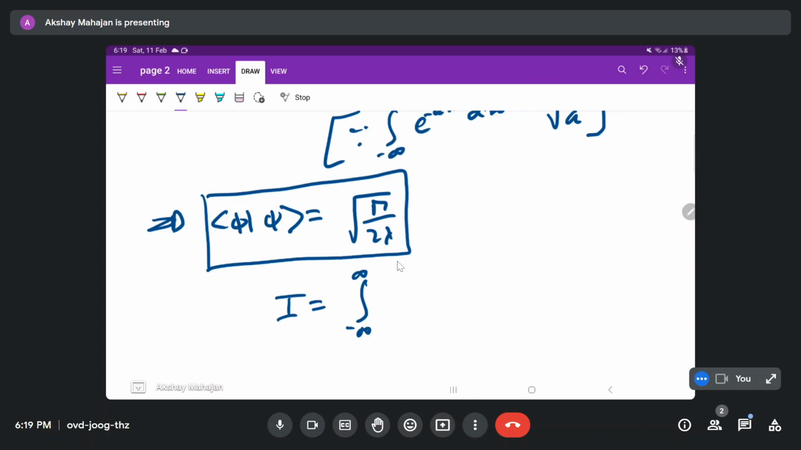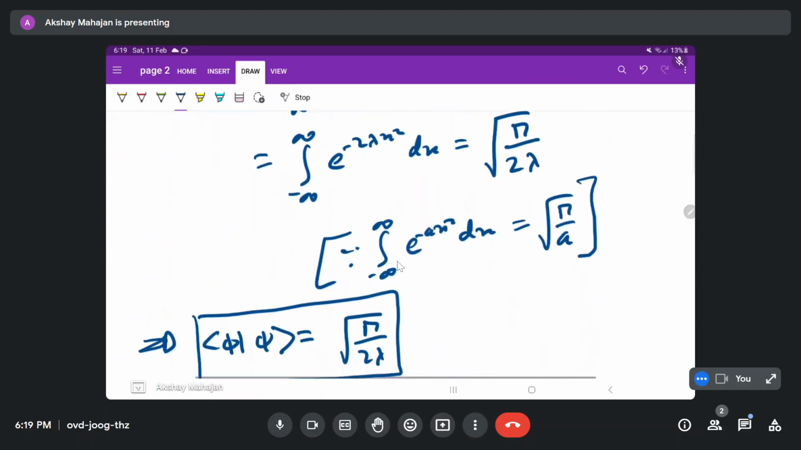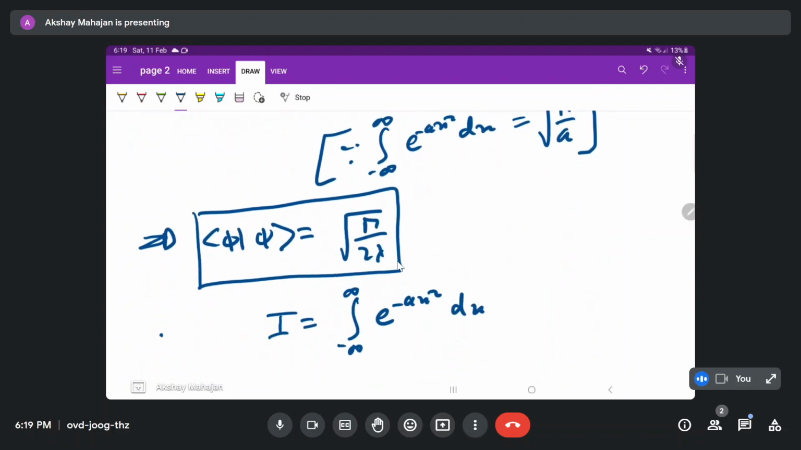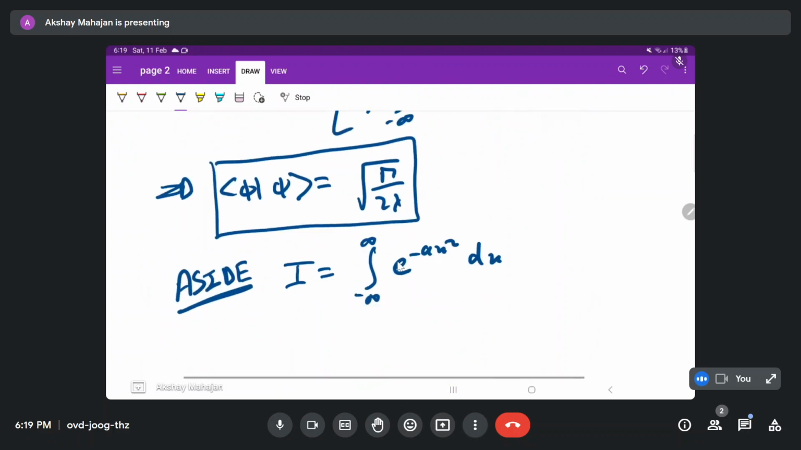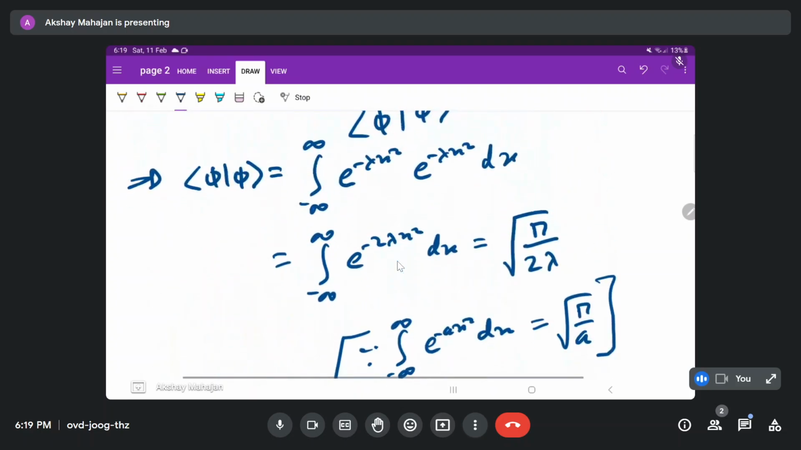So basically we have this integral, e to the power minus a x squared dx, and that integral we have used to find this pi. Alright, so let me just prove it. This is an aside, and in this aside I will show how this integral comes out as square root of pi by a, because this is what we have basically used here. Okay, we have square root of pi by 2 lambda because of this.